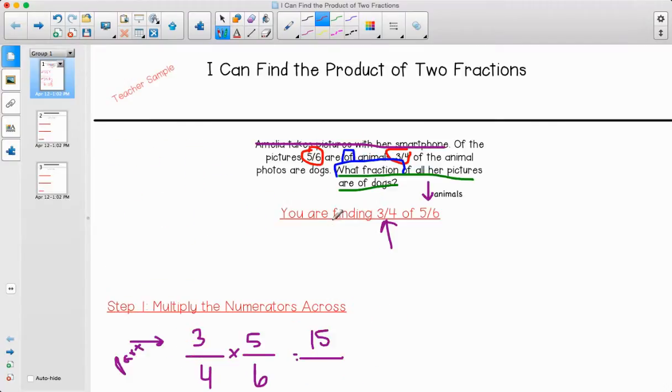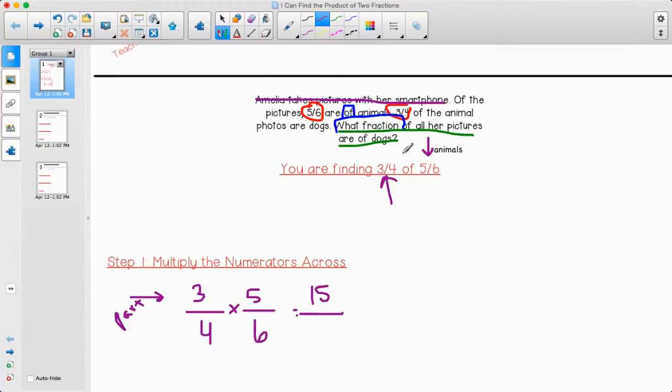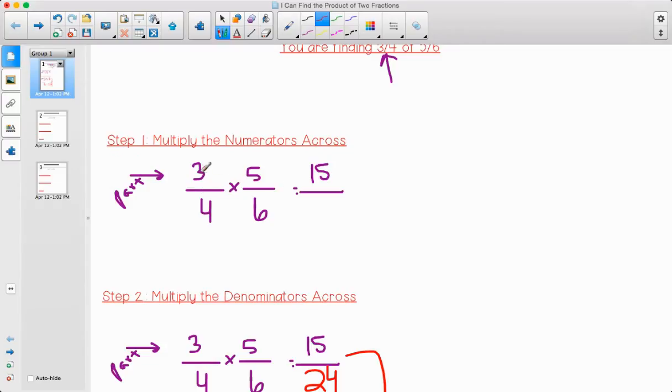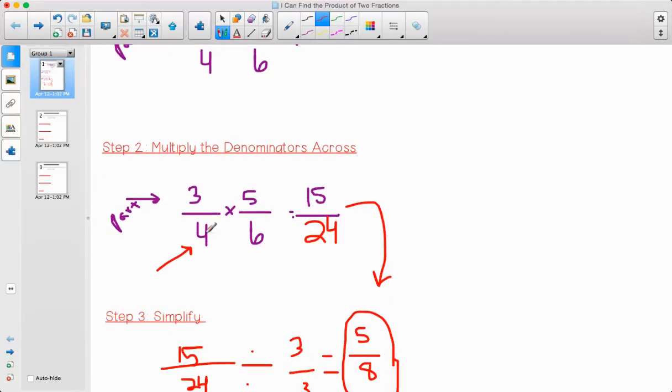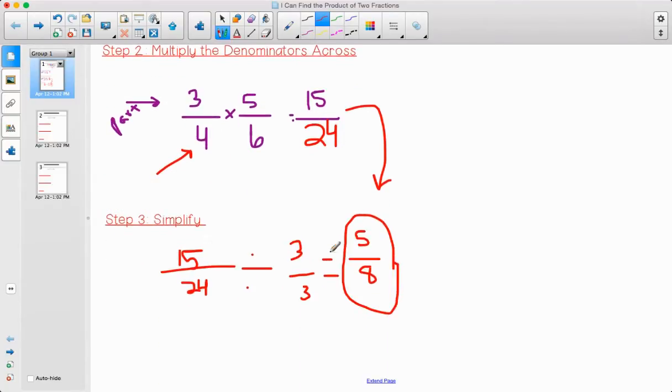All I did was take my two numbers, 5/6 and 3/4. I multiplied them together by multiplying my numerators first. 3 times 5 is 15. Then multiplying my denominators, 4 times 6 is 24. And then finally, I simplified to get 5/8.